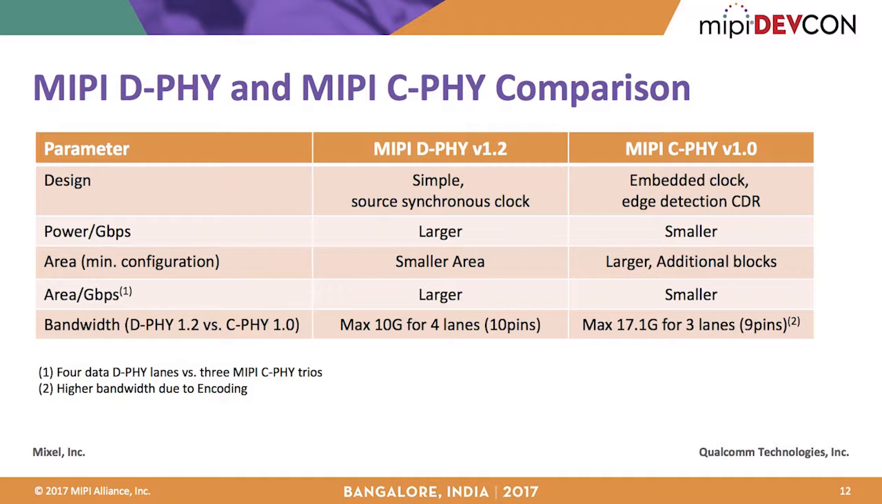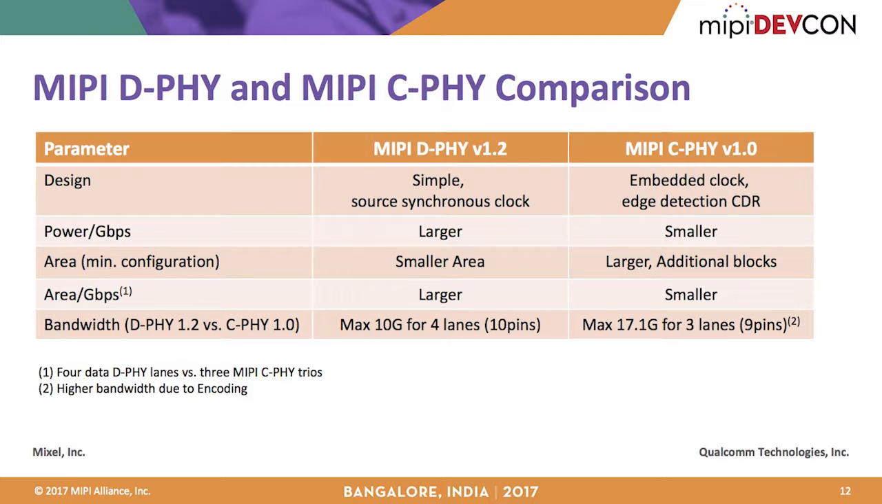Here, we are comparing the D-PHY to the C-PHY. So in terms of the design, the C-PHY is definitely a more complex system, IP, subsystem. The D-PHY is source synchronous. You're sending the clock and the data. So on the receiver side, you're very easily using the clock to sample. Sometimes you're deskewing.